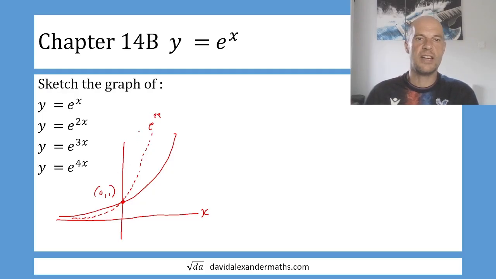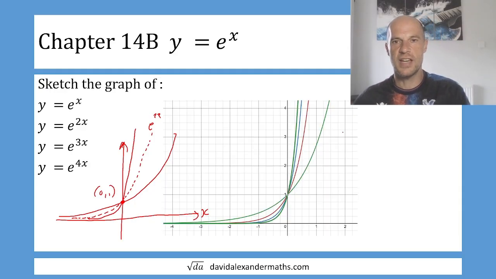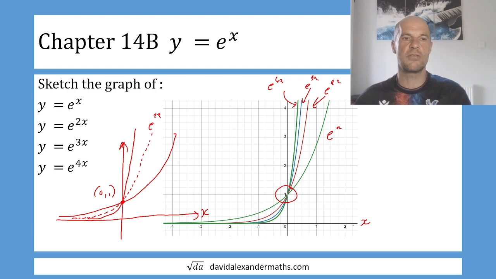So e to the 3x would be even steeper still, so this is not going to be much fun. So it will be, again, going through there and going through like so, and again, the x-axis is the asymptote. So let's have a look on Desmos here. Notice how they're all going through 0, 1. This is e to the x, this is e to the 2x, this blue line, that would be e to the 3x, and the other one, that is e to the power of 4x. So they're getting progressively steeper, but they're all going through 0, 1, and notice how the x-axis remains the asymptote for all of them.